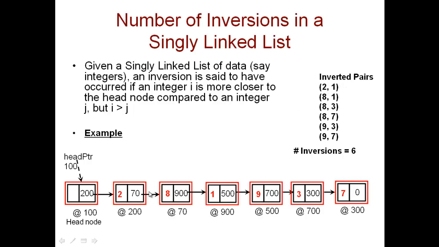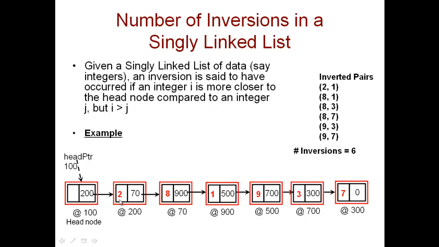On the other hand, 2 and 8. 2 is closer to the head node compared to 8, but 2 is not greater than 8. So 2, 8 is not an inverted pair. An inverted pair means two integer nodes i and j, such that i is closer to the head node compared to j, but the data value i is greater than j.